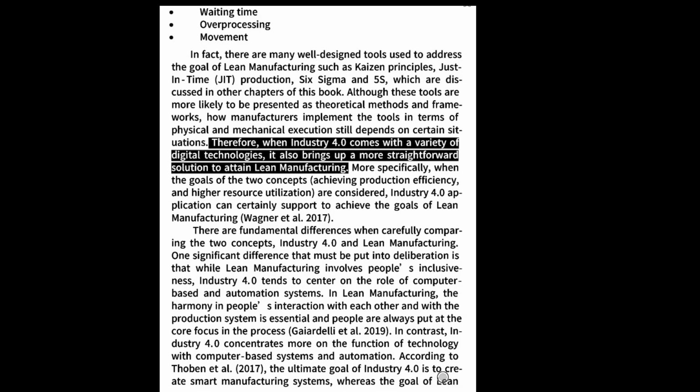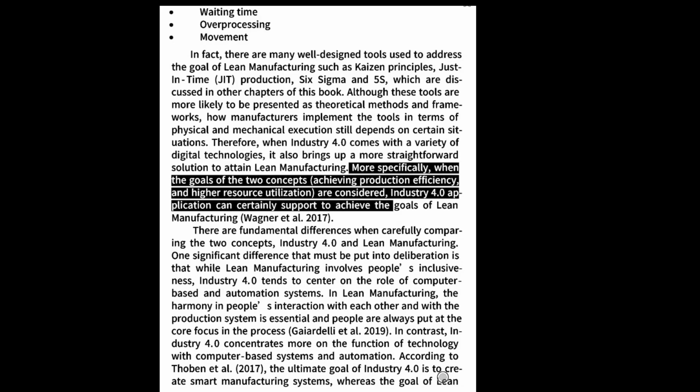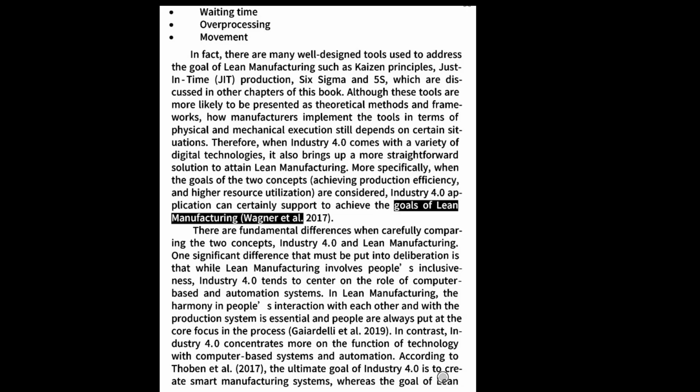Therefore, when Industry 4.0 comes with a variety of digital technologies, it also brings a more straightforward solution to attain lean manufacturing. More specifically, when the goals of the two concepts, achieving production efficiency and higher resource utilization, are considered, Industry 4.0 application can certainly support achieving the goal of lean manufacturing (Wagner et al., 2017).